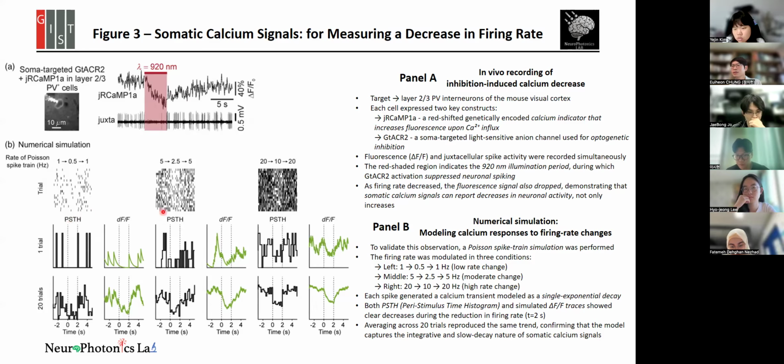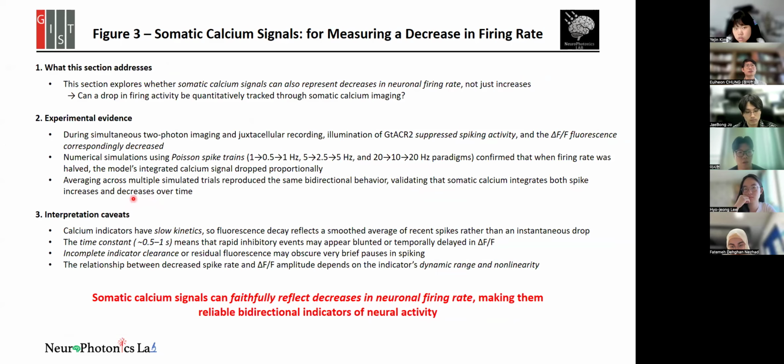So this section explores whether somatic calcium signals can also represent decreases in neuronal firing rate, not just increases. And by this experimental evidence, we can conclude that somatic calcium signals can faithfully reflect decreases in neuronal firing rate, making them reliable bidirectional indicators of neural activity.